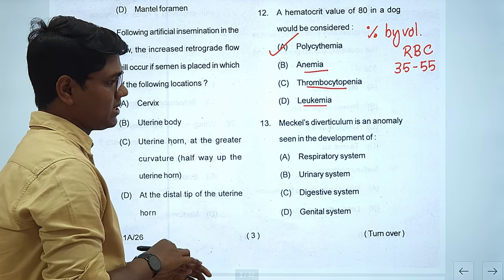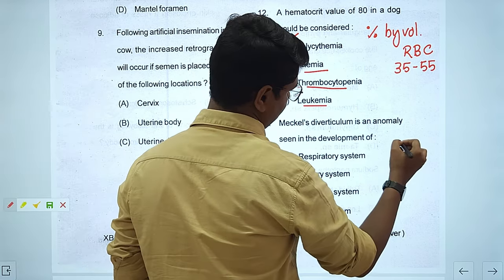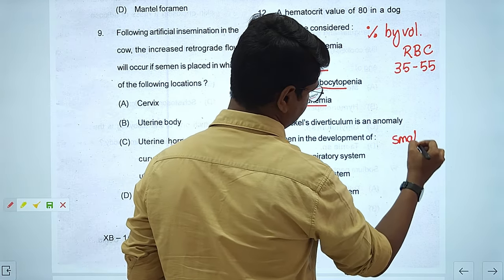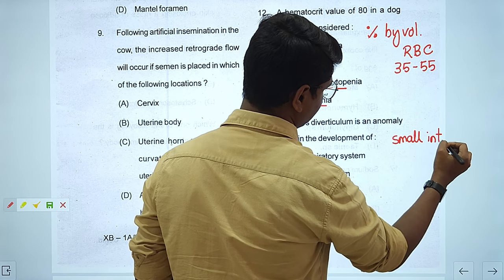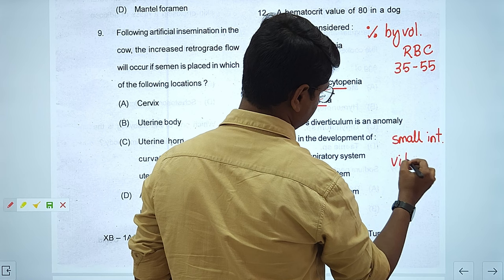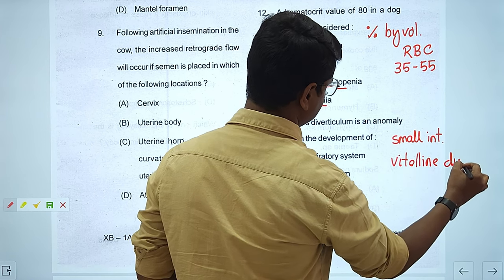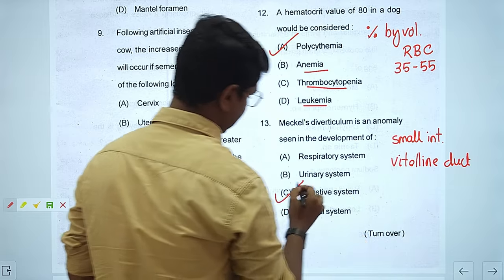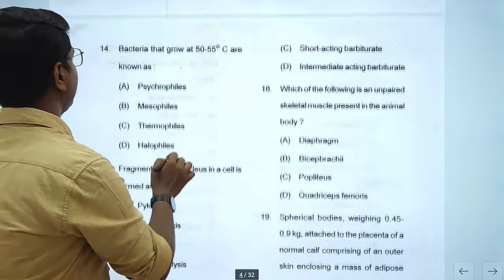Meckel's diverticulum is an anomaly seen in the development of the small intestine. It is basically incomplete obliteration of the vitelline duct. So the answer is the digestive system.